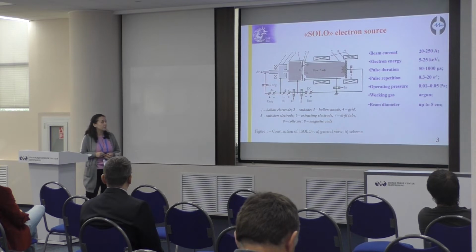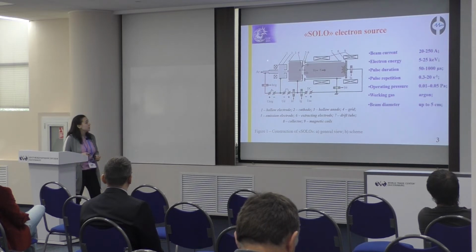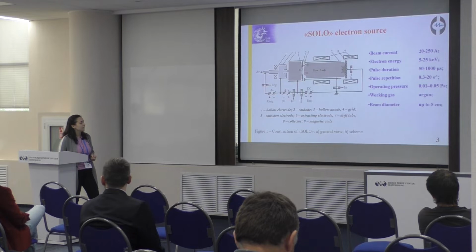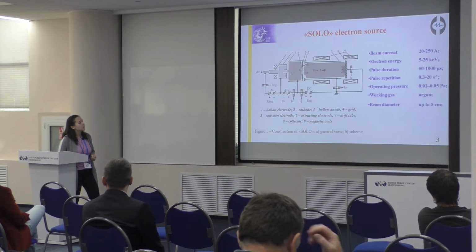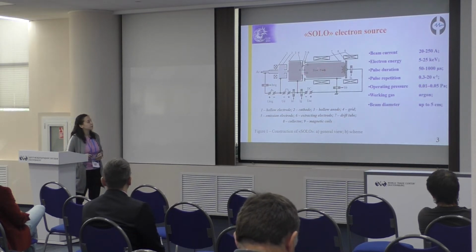So the initiation of the electron beam starts from here. The initiating discharge is ignited between the hollow electrode and the cathode. Then the main arc discharge burns between the cathode and the hollow anode. Constant accelerating voltage is applied between the emission electrode and the extracting electrode. Extracted electrons are transported in a drift tube in the magnetic fields of two coils to the collector. On the collector are placed the specimens of materials that we irradiate.